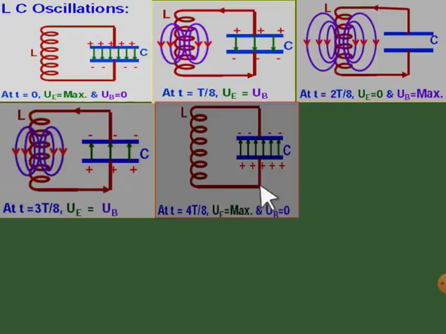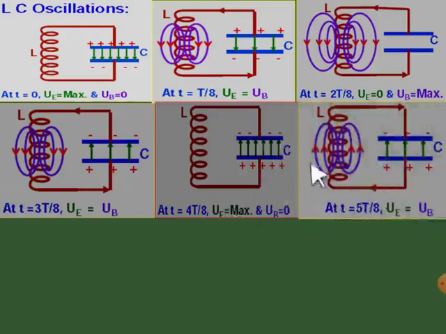In the next, at time 5T by 8, discharging will again take place from this positive plate. Now you see that in this process the current will be flowing in the same direction, from the capacitor to the inductor, on the upper side. Here it will start discharging the current in the opposite direction. From this fully charged capacitor, discharging will take place through the inductor, and the magnetic field and electric field energy will change as shown here.